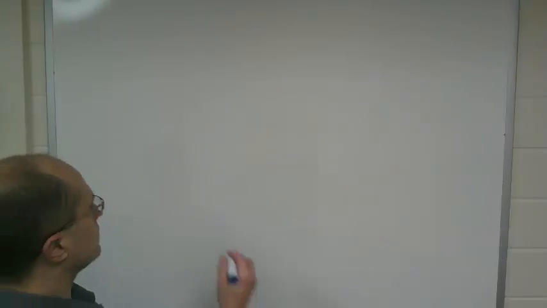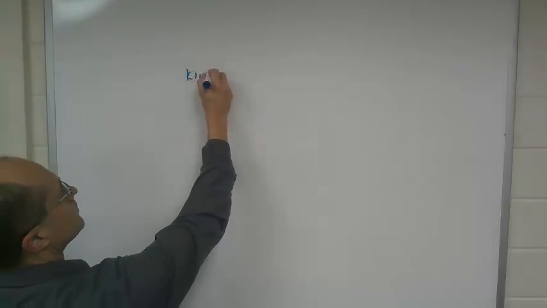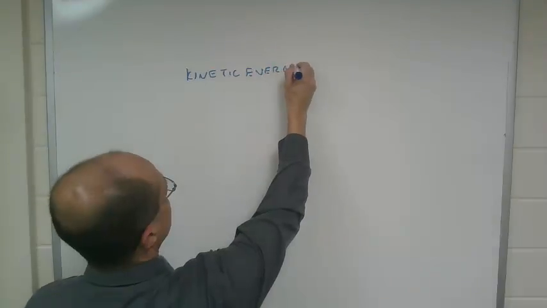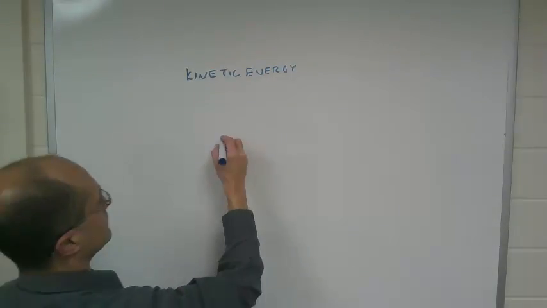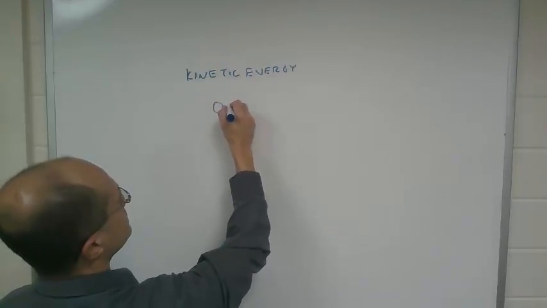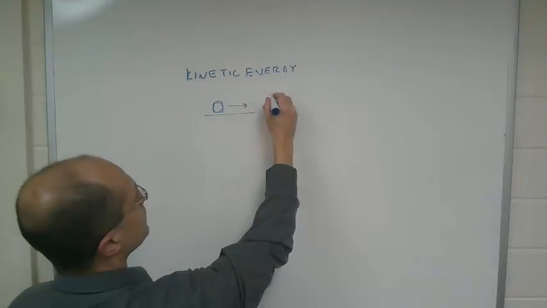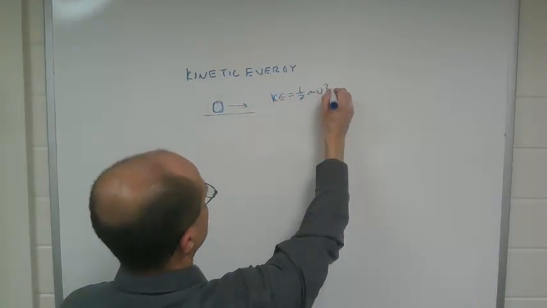Alright, we want to look at kinetic energy again, but this time we want to talk about how much energy a rotating object has. So we said that if an object is moving, like we're pushing a box across the floor, the kinetic energy is 1/2 mv squared.